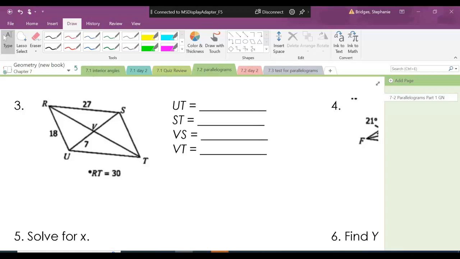So first of all, let's start. RS is labeled as how much? So what else is 27? Okay, so I'm going to go ahead and label that in my picture. And then RU is labeled as, so what else is 18? There you go.